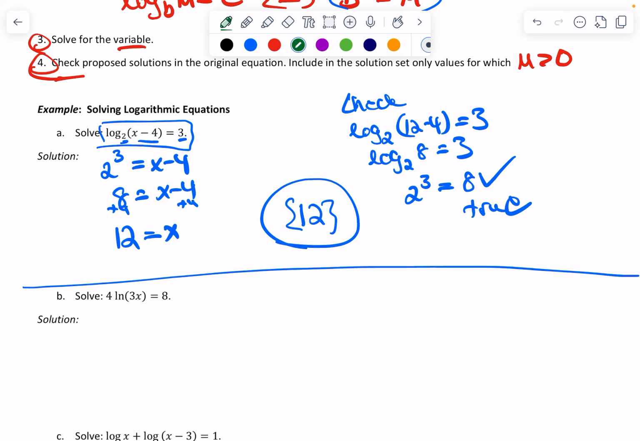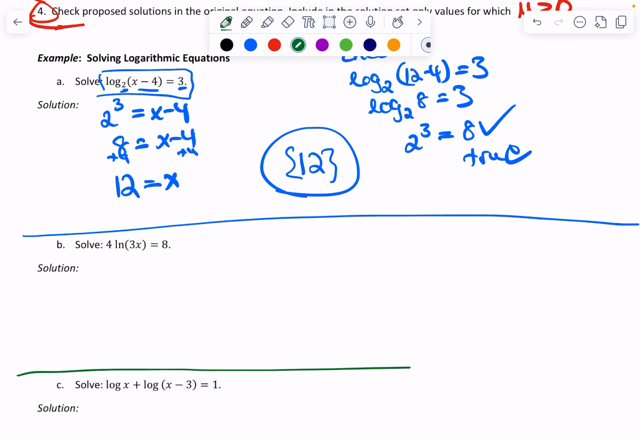Okay, same thing over here. We have 4 times natural log of 3x equals 8. What we're going to do here is, again, isolate the log. So we're going to go ahead and divide by 4. So we get natural log of 3x equals 2.